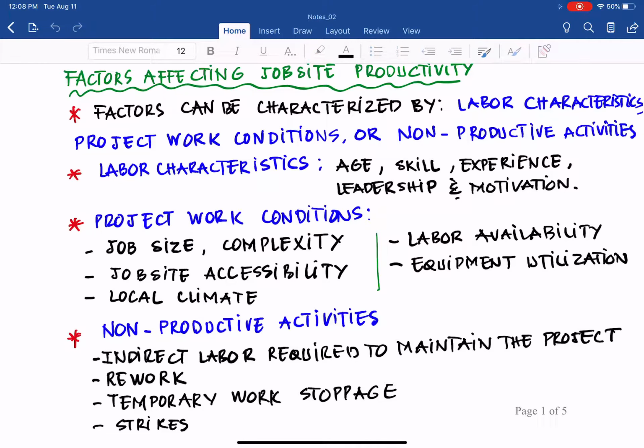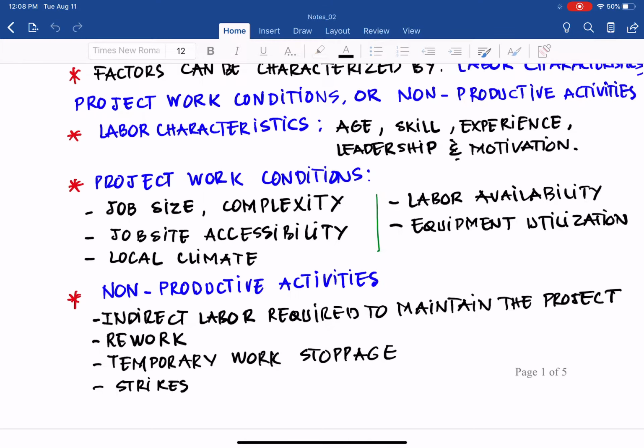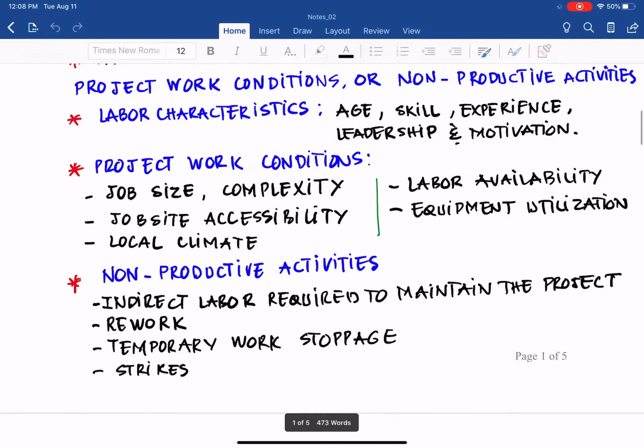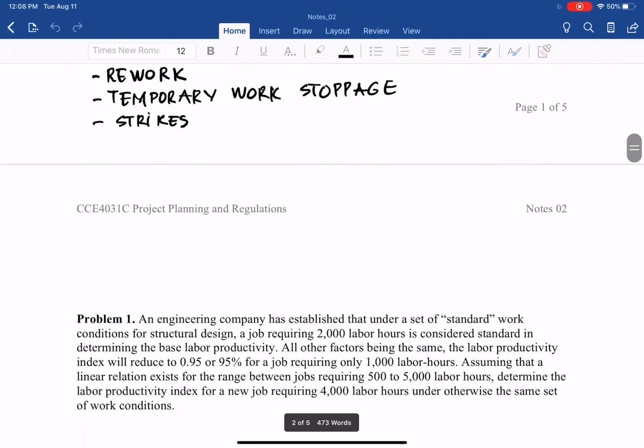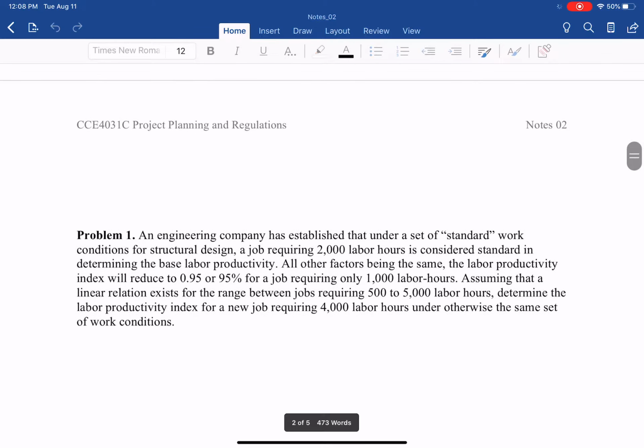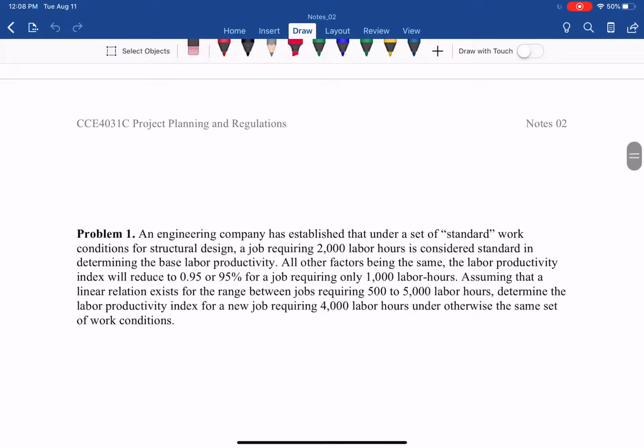In the previous video, we were talking about the factors affecting job site productivity. In terms of the project work condition, the job size, basically the economy of scale, plays a role in productivity. And that's what I'm talking about next, with problem one. So let's talk about the effects of job size on productivity.